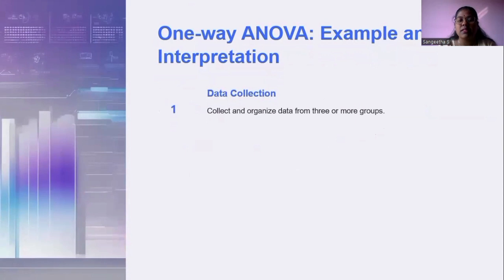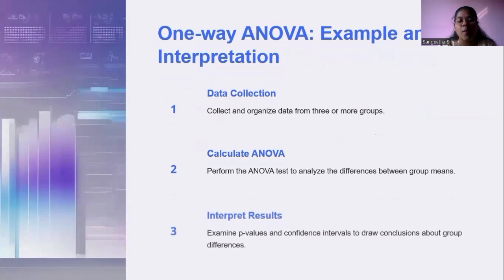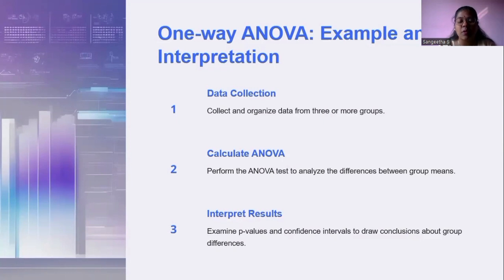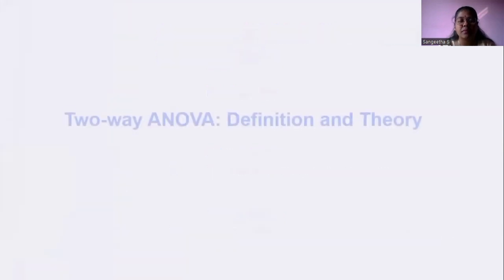One-way ANOVA examples and interpretation. First is data collection: collect and organize data from three or more groups. Calculate ANOVA: perform the ANOVA test to analyze the difference between group means. Interpret result: examine p-values and confidence intervals to draw conclusions about group differences.